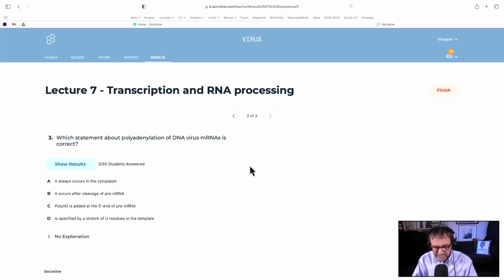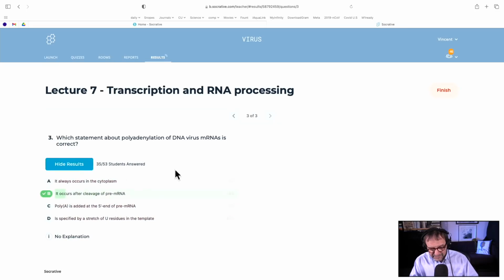Which statement about polyadenylation of DNA virus mRNAs is correct? It always occurs in the cytoplasm. It occurs after cleavage of pre-mRNA. Poly-A is added to the 5' end of pre-mRNA. It is specified by a stretch of U residues in the template.